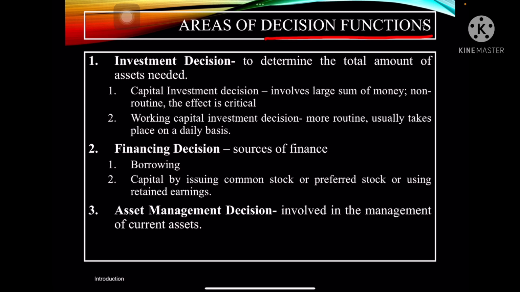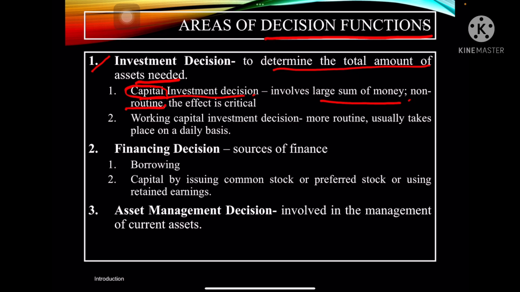So what are the areas of decision that you have to make? Number one refers to the investment decision. For example, to determine the total amount of assets needed. For example, a company wants to invest in certain things, so what you have to decide is the following. Number one is the capital investment decision. Capital involves a large sum of money, and it is non-routine.